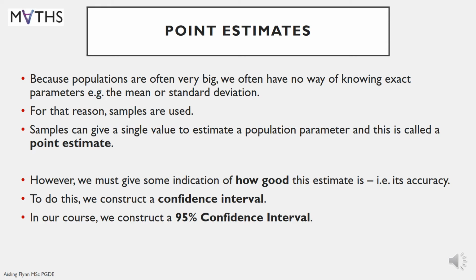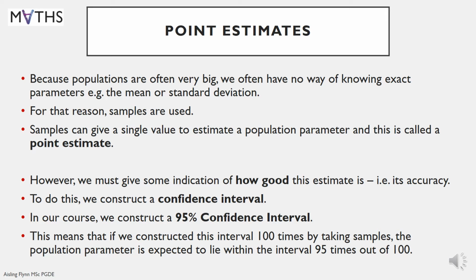In our course, we construct a 95% confidence interval. This means that if we constructed this interval 100 times by taking samples, the population parameter, so the true value, is expected to lie within the interval 95 times out of 100.